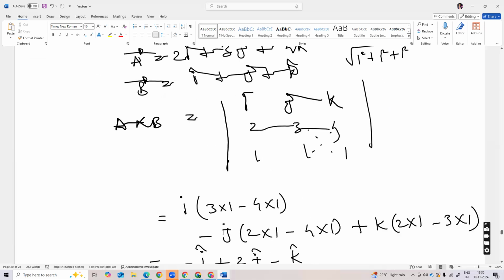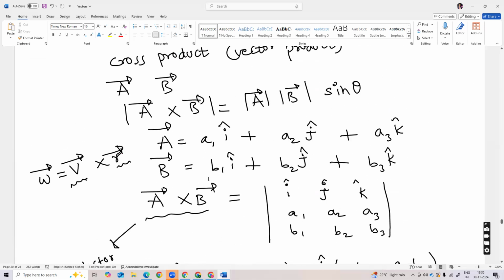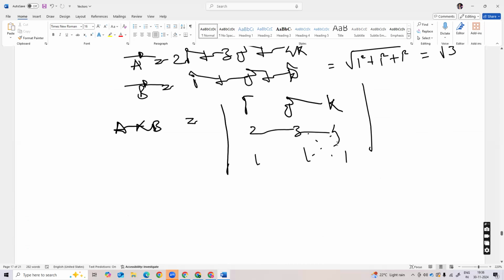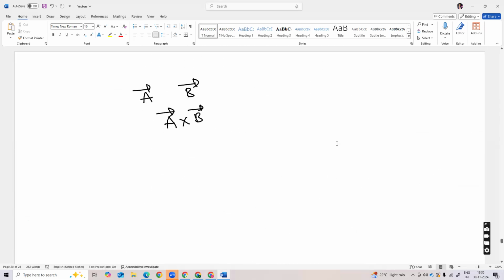I'm sorry. Okay, so what I was telling is, in dot product the output is scalar, whereas in cross product the output is a vector. Earlier, let's say, there was vector A, then there was vector B. Both were having some directions. So for their cross product A cross B, A was having some direction, B was having some direction.